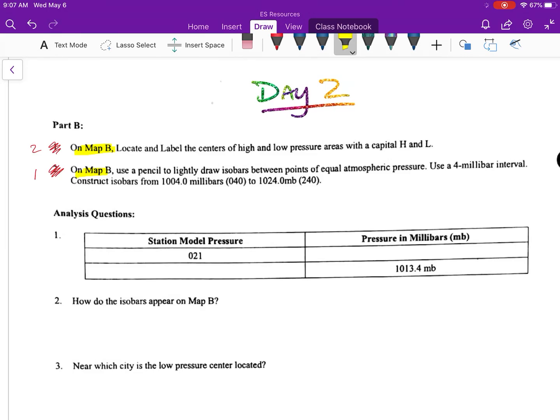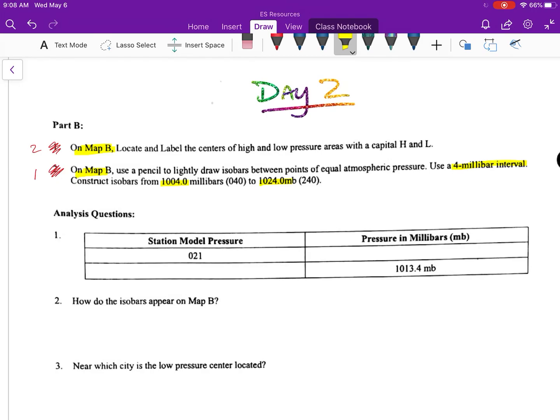Okay, now if you read it carefully, it says use a pencil, lightly draw the isobars between the points of equal pressure, use 4 millibar intervals, and you're gonna go from 1004 to 1024. All right, counting up by 4 millibar intervals. Now, if you remember correctly, on a weather station model, that is in coded form. All right, so every single one of these, you have to convert. All right, so just a little practice.